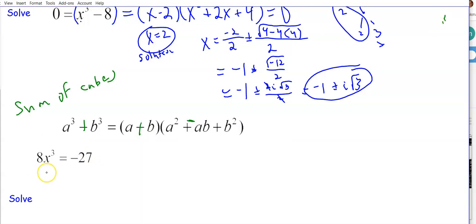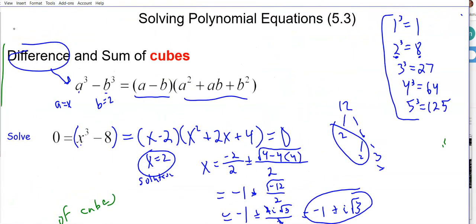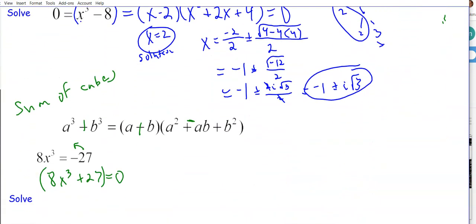So if you add 27, you get 8x cubed plus 27. If I add 27 to both sides, I get that on the other side. So we move that over. And that does look like a sum of cubes. I like 8. 8 is a perfect cube, and the base is 2 there. And 27, so the base is 3 there. 3 to the third is 27.